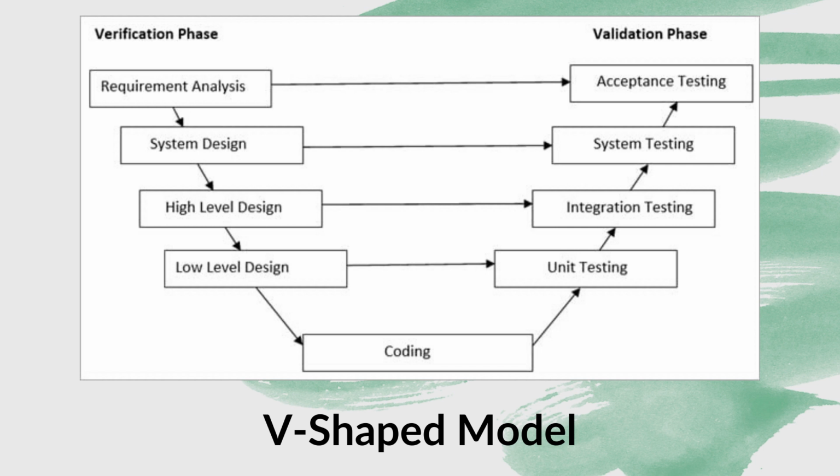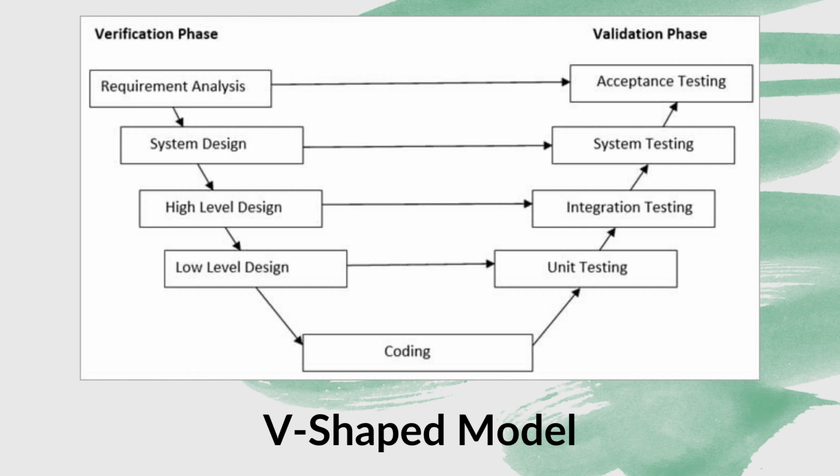Whereas, on the other phase, the validation phase, it has the unit testing. Unit testing is performed using the unit test cases designed in the low-level design phase. Unit testing is performed by the developer itself. It is performed on individual components, which leads to early defect detection. Second is integration testing. Integration testing is performed using integration test cases in the high-level design phase. Integration testing is done on integrated modules. It is performed by the testers.